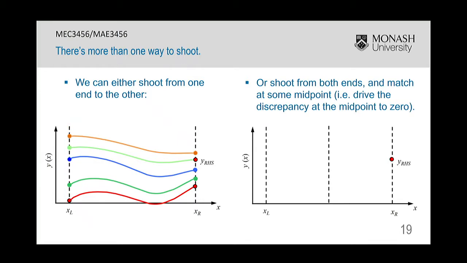The other way of shooting is you can actually shoot from both ends. So for example, we know we need to satisfy this here, but we don't know what the starting point is, and we don't know what the derivative at the right-hand side is. We could make a guess for the derivative here and a guess for the starting position, and then integrate to some central point. So we're integrating one forwards and one backwards, choosing different values, till eventually we meet in the middle. So it is also possible to shoot like this.